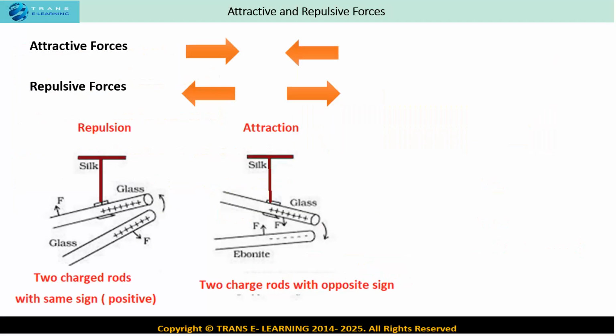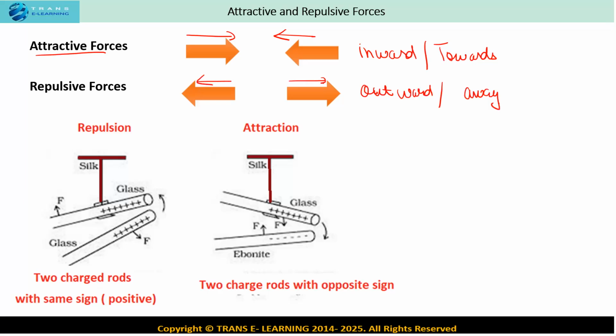So now, attractive and repulsive forces. As I've discussed, when the arrows are inward or towards, that shows the attractive forces, whereas when the arrows are outward or away, that shows the repulsive forces. You can see here, this is one glass rod and this is another glass rod. Both of them are positively charged, and you can see that the arrows are outward, showing the repulsive forces. Whereas in this case, we have a glass rod and an ebonite rod. One is positively charged and one is negatively charged, so there will be attractive forces pointing towards or inward.